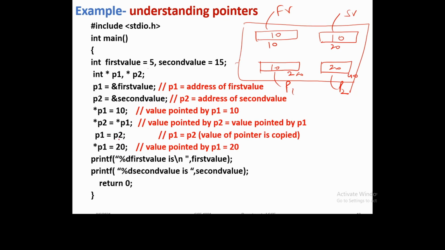Now p1 = p2. So p1 = p2 means the value of the pointer is simply copied. So what came in p1? Whatever address p2 had, that address of p2 came in it. Now if I am just doing like this, *p1 = 20, then what will happen in this? The value pointed by p1 will become 20. So here what will happen, this value will become 20. It will be 20.